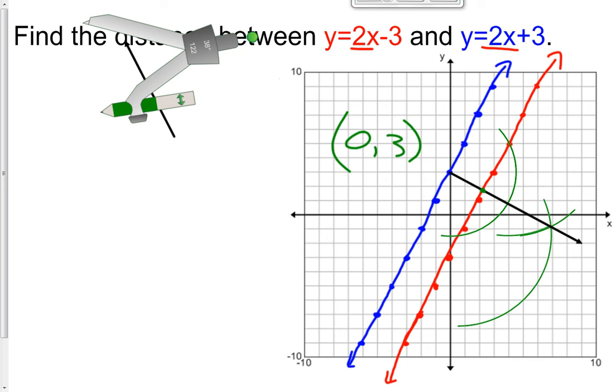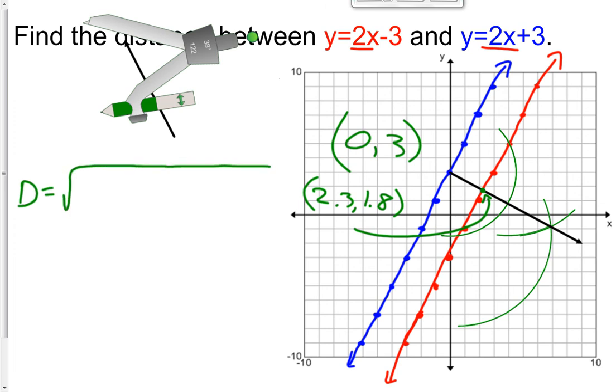On my notes, I know that we might have some disagreements here, but to me, it looks like that intersects at approximately 2.3 and 1.8. This point right here is roughly 2.3 and 1.8. So we're going to find the distance between those 2 points. It's going to be the distance equals the square root of 2.3 minus 0, that quantity squared, plus 1.8 minus 3, that quantity squared.